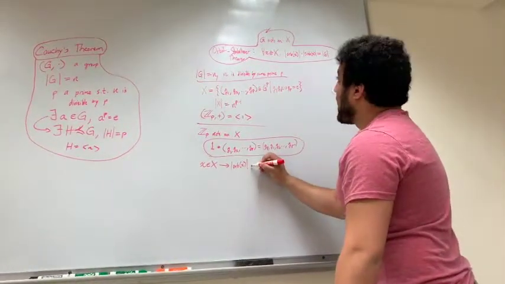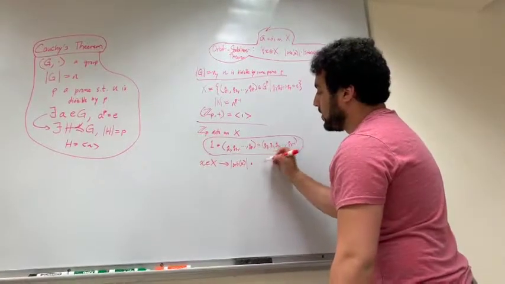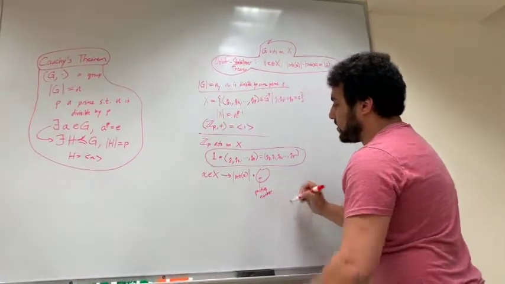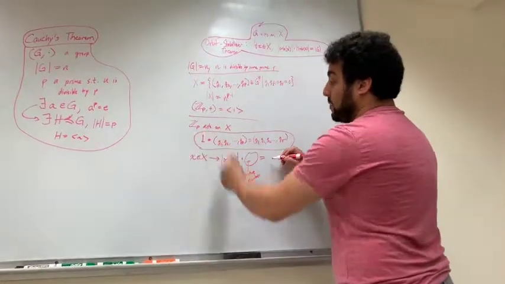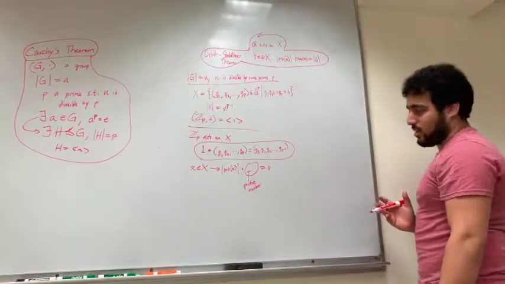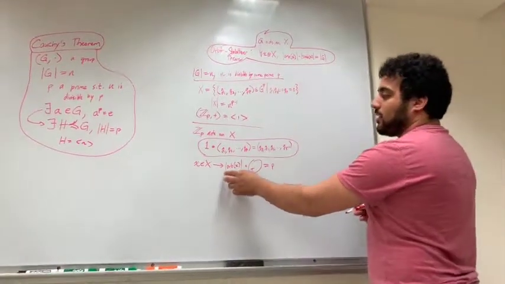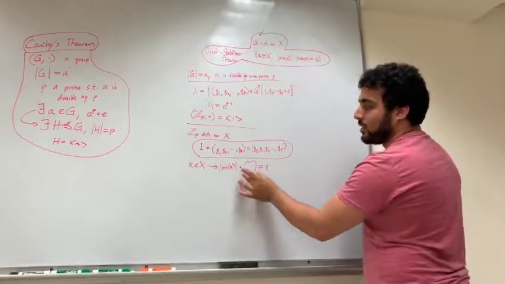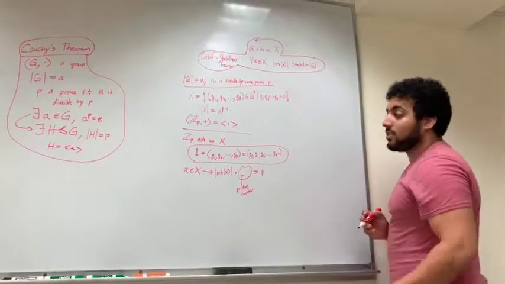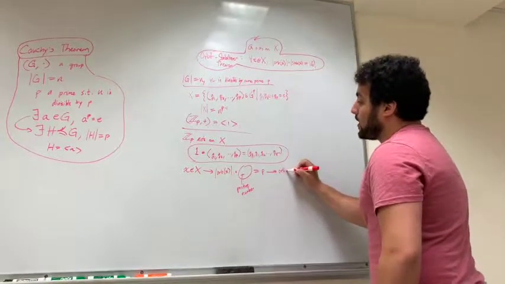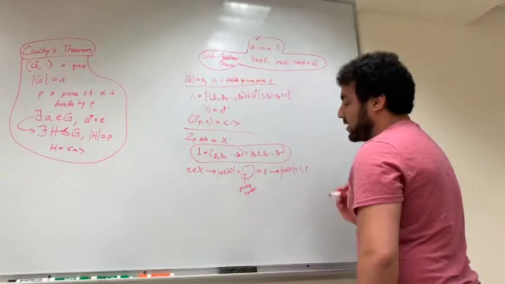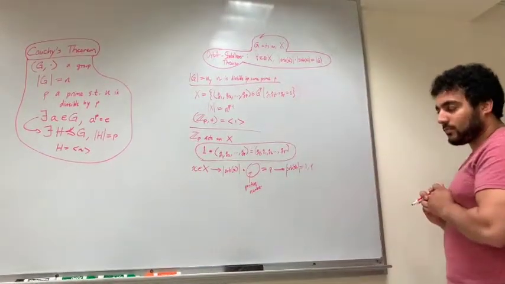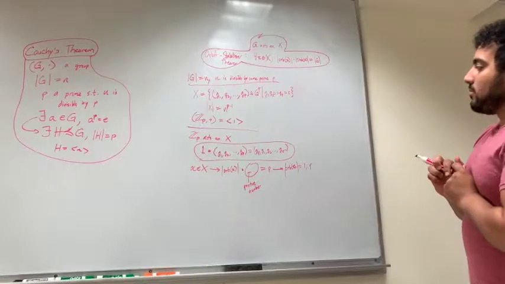So you multiply some positive number by the size of the orbit of x, and you get back the size of Z_P, which is just P. What that tells us is that some integer times some other integer equals P. Since P is a prime number, the only way this works is that one of these is 1 and the other is P. So the size of the orbit of x is either 1 or P. The possible sizes of orbits are either 1 or P.